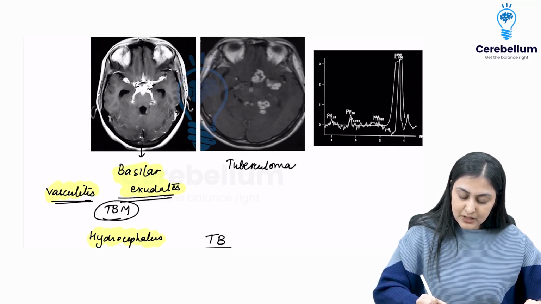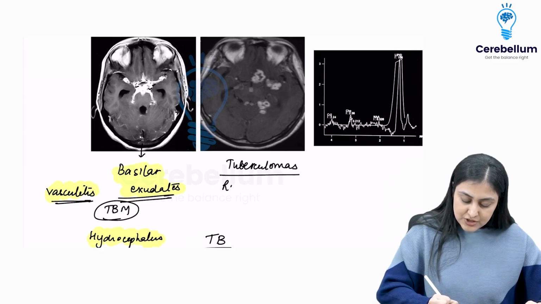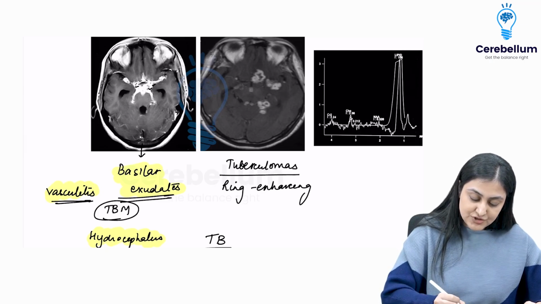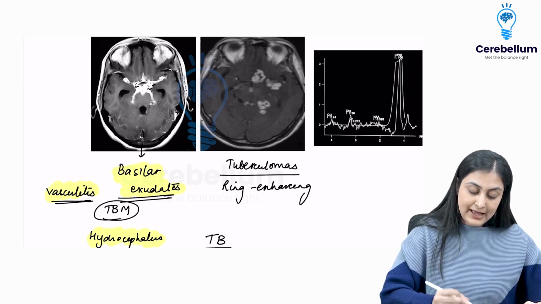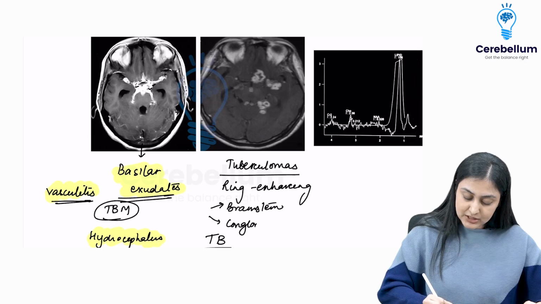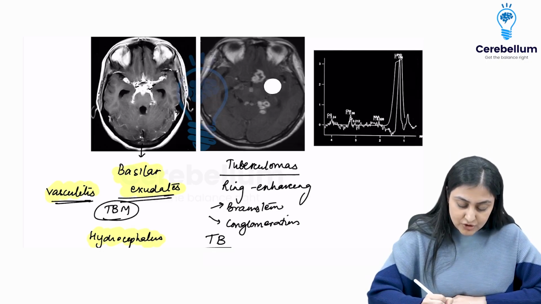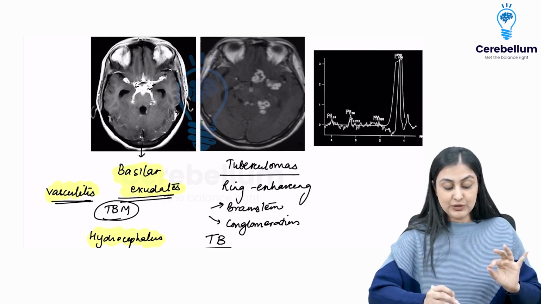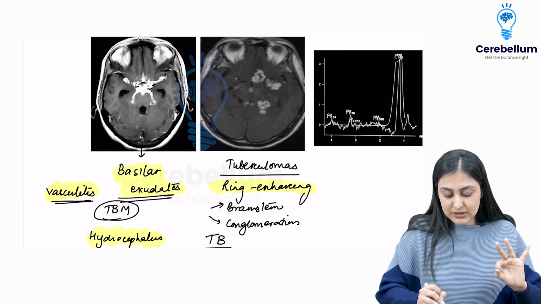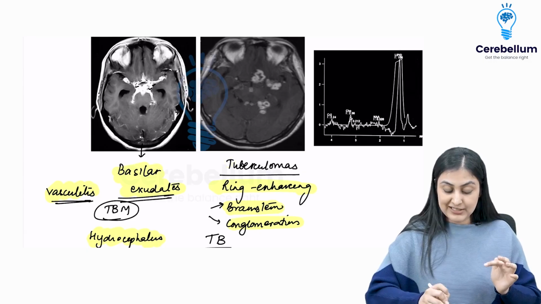TB meningitis is far more common, but you can also have parenchymal lesions which are called tuberculomas. So these tuberculomas are these foci of necrosis which are also going to show ring enhancement. So there are these ring enhancing lesions, can you see? And they have the feature that they are more common around the brainstem, and the typical manifestation is that they are going to show this conglomeration. Can you see how they are all merging with one another?